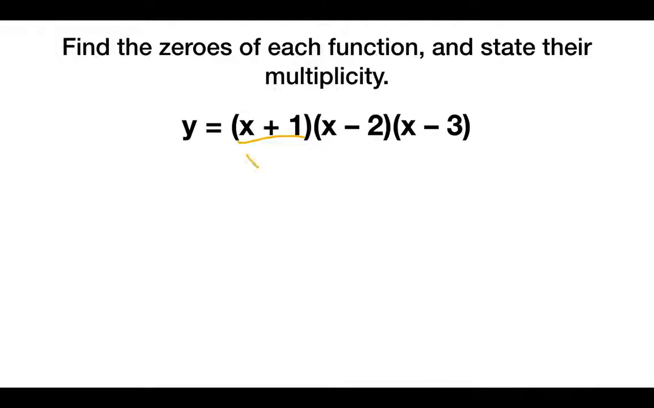x plus 1 means x would have to equal negative 1. x minus 2 means x would equal 2. And x minus 3 would mean that x equals 3. On all of these, the multiplicity would be 1.